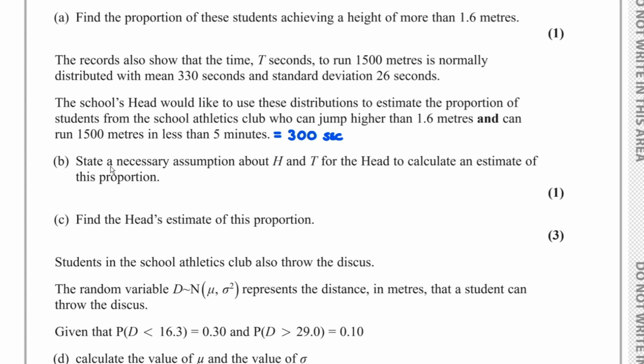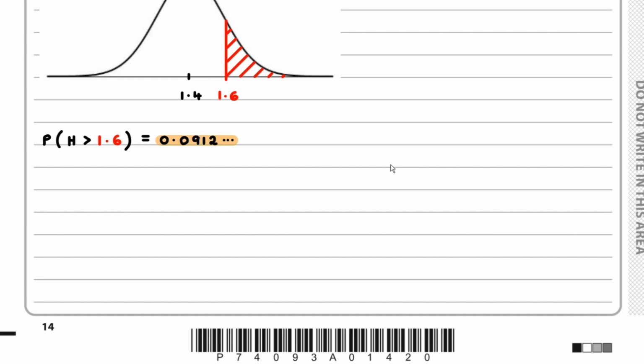Part B. State a necessary assumption about h and t for the head to calculate an estimate of this proportion. Well, for part B, we would assume h and t are independent.